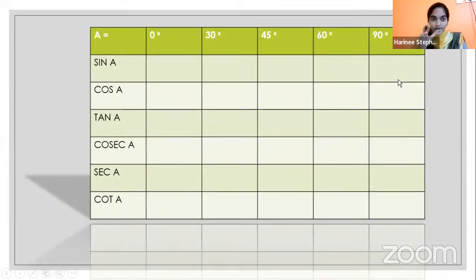Next, coming to trigonometric angles, this also you must remember. How do you remember it easily? Does anyone have any idea?